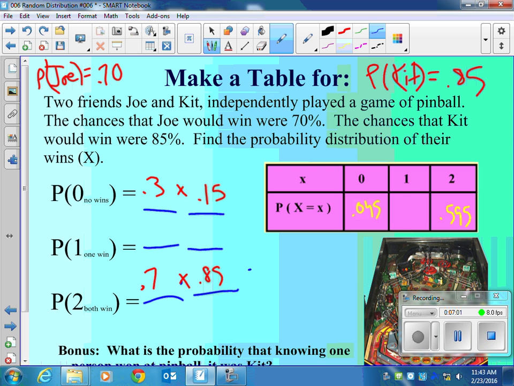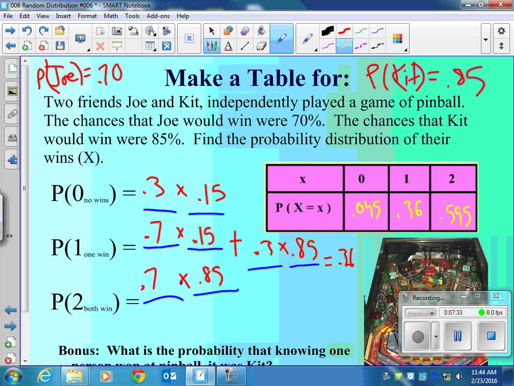So here's what's happening here. In the first case, Joe wins. But in order for one of them to win, what does Kit have to do? Joe wins, but Kit loses. And if Joe loses, Kit has to, if there's one winner, she has to win. Okay? So when I multiply these, do you get 0.36? I hope. There you go. You got it.